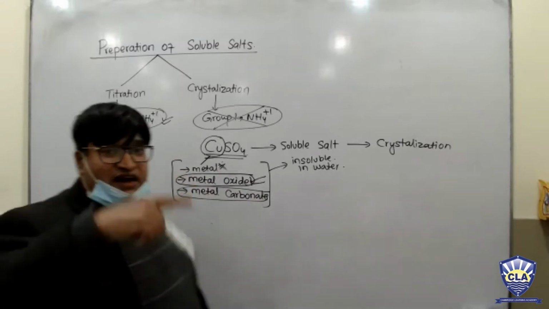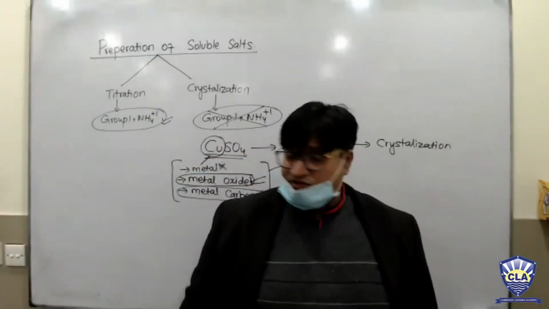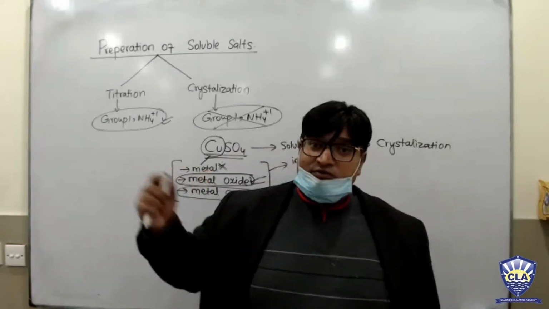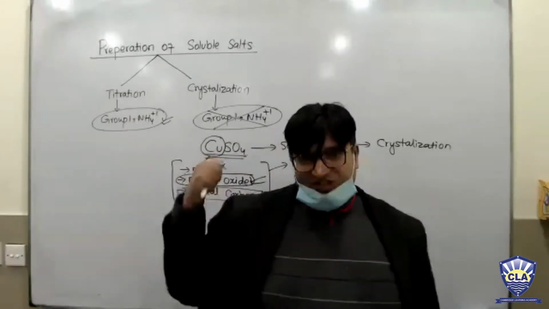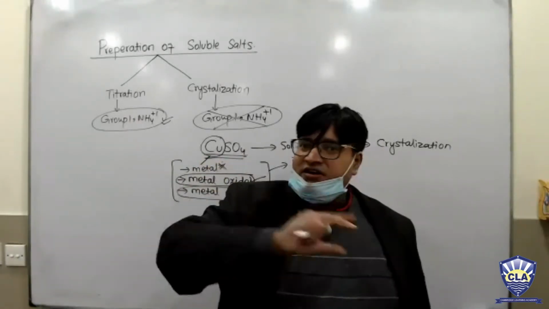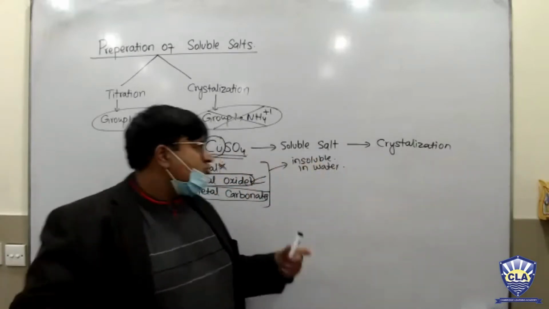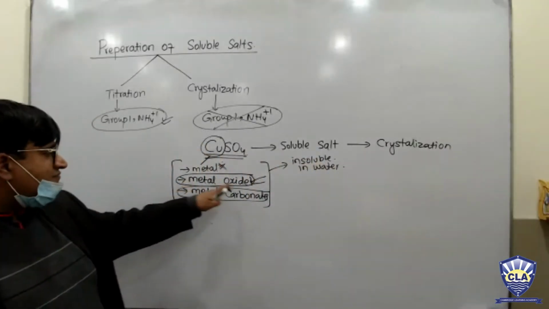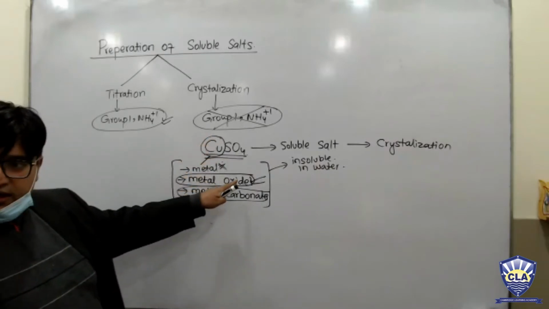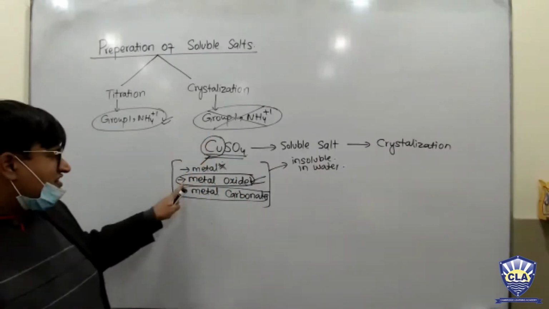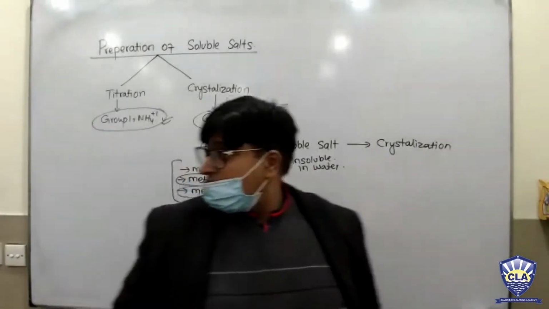Why? Because I have told you that some metals do not react with dilute acid. That is why, if the question gives you the metal, then you can use this method. But if it does not give you any metal, you have to choose by yourself. You always have to choose the metal oxide first, or carbonate, but I suggest you take the metal oxide. That is better.